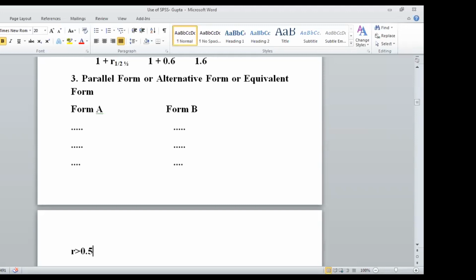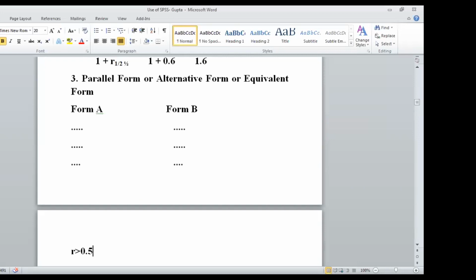Split half methods and parallel form methods, they are very different than your test retest. And now you see that in a split half, you require only the even number of items, and in parallel form, you require double the number. If you want 30, you should have 60 items. You should select 60 through the procedure which I have already explained. So I hope you have understood these 2 points very clearly.